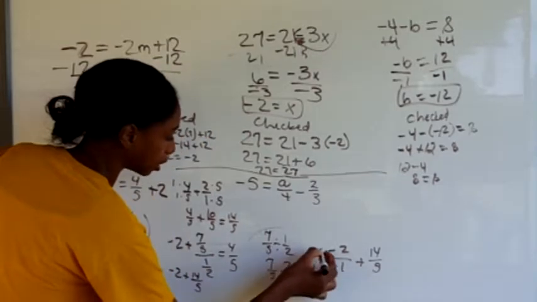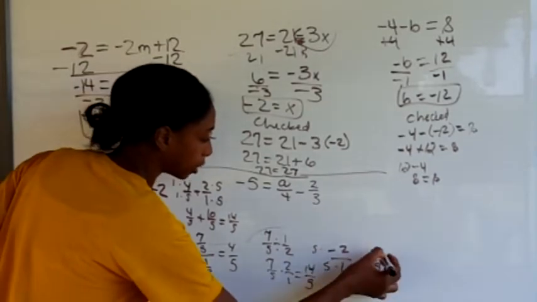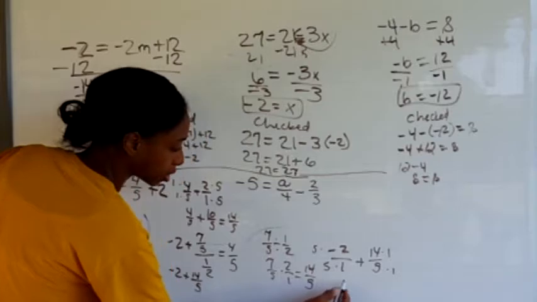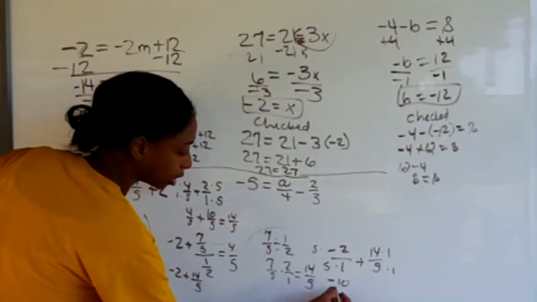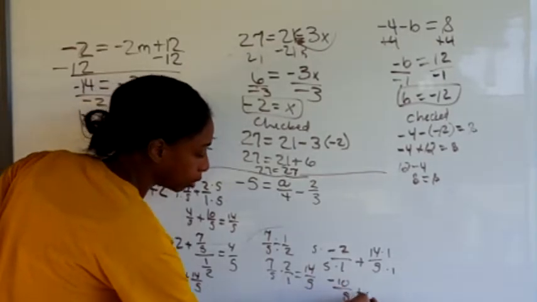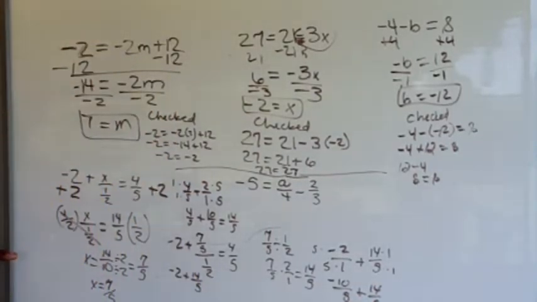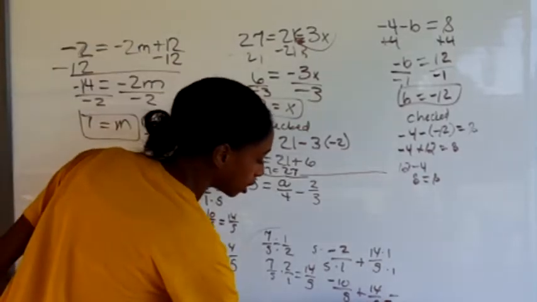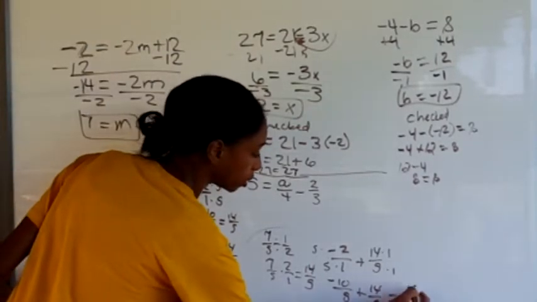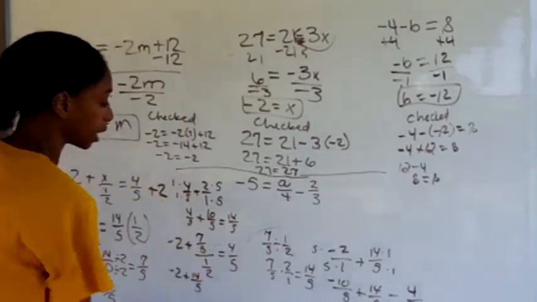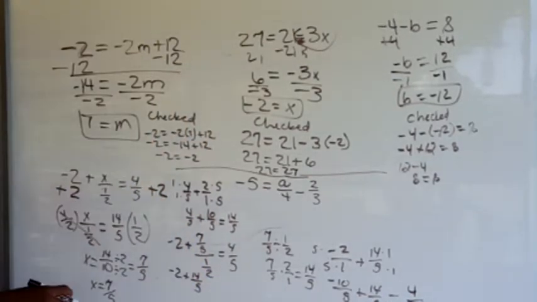Multiply by 5 to get the least common denominator. And that gives us negative 10 over 5 plus 14 over 5. And negative 10 plus 14 is equal to 4 over 5. And so we got that answer same as here. So this is correct.